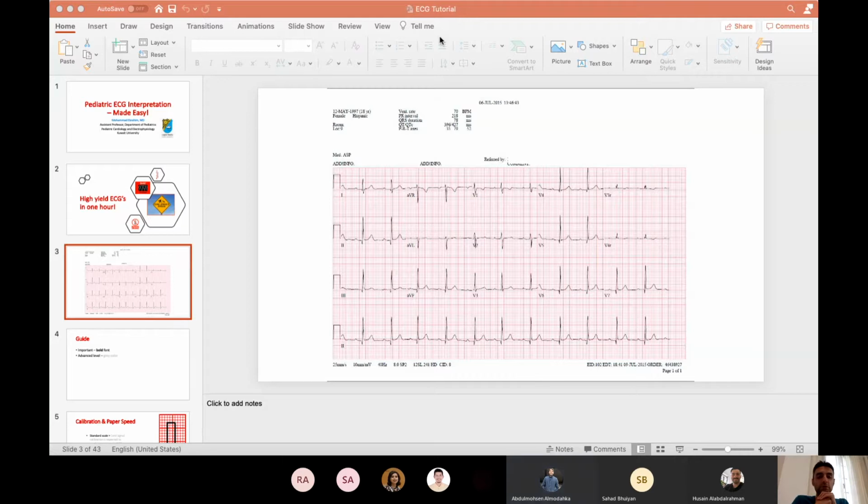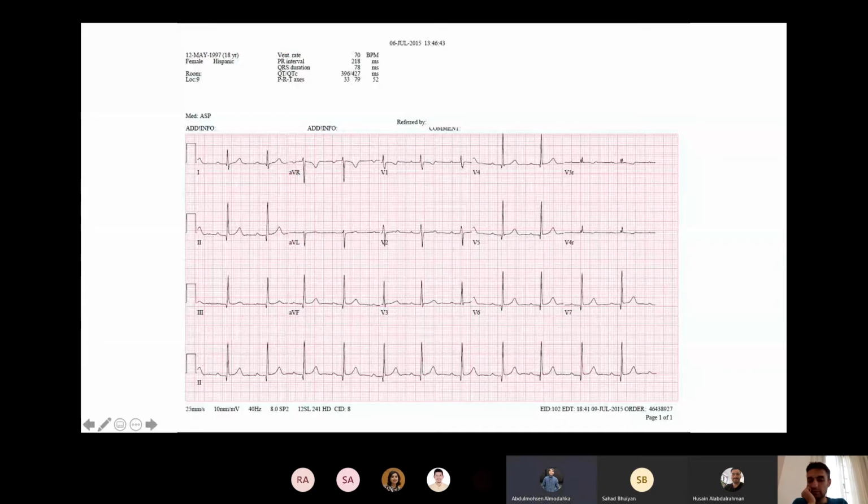I think it's normal. It's not clear. Now it's clearer. Yes. Then it looks regular.